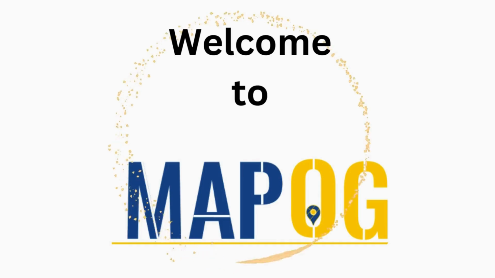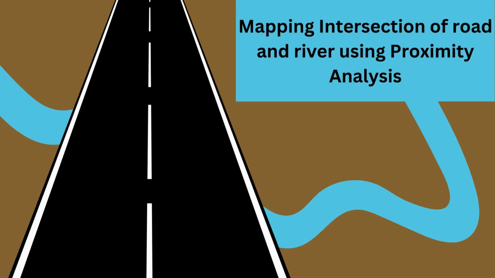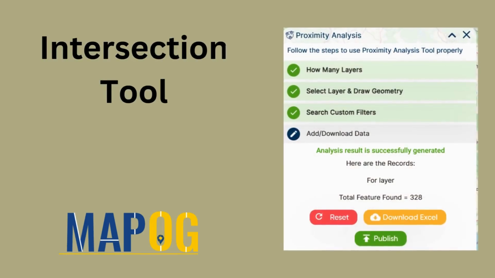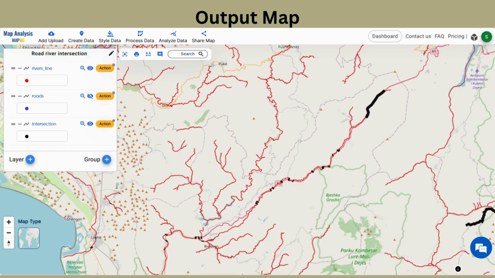In the endeavor to construct bridges across rivers, identifying roads intersecting these water bodies is crucial. This video explores the application of the intersection tool in MAPOG for this purpose. The intersection tool in GIS refers to a spatial analysis method used to identify intersections between two or more datasets. The output map generated through this project displays the identified intersections between roads and rivers.